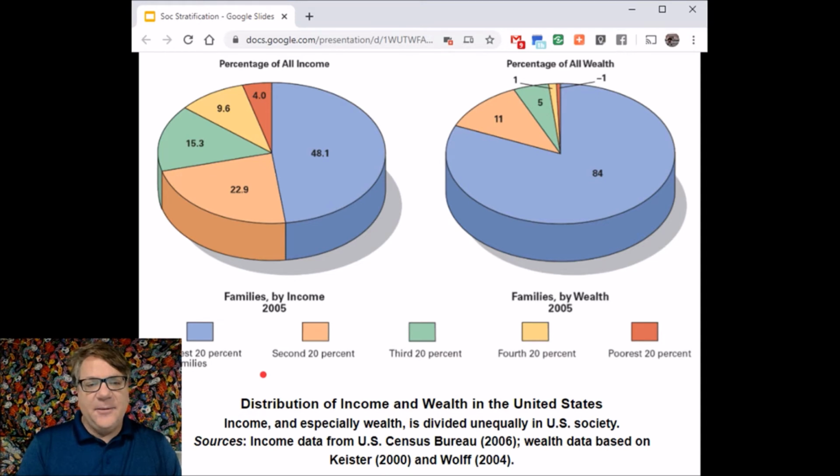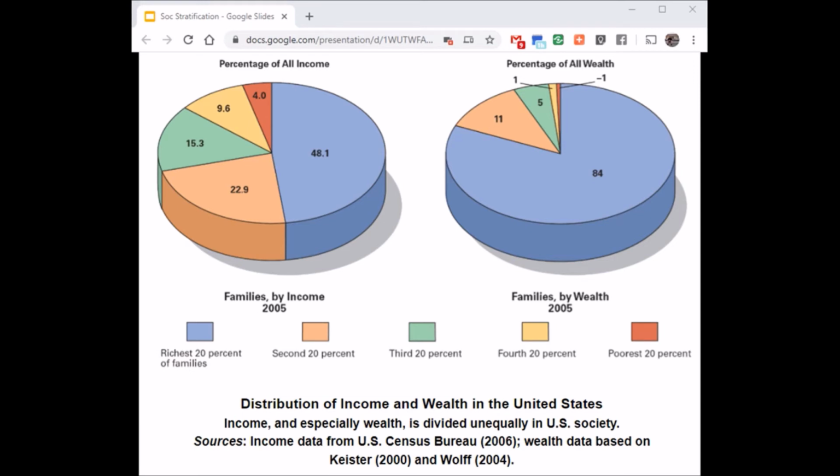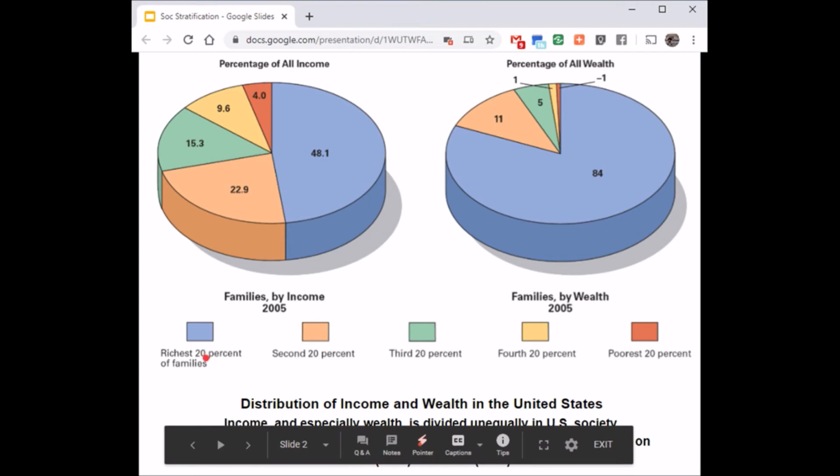So what we're looking at here, and I'm going to just give you this. All right, you don't have to stare at me the whole time. But what we are looking at here is percentage of all income and percentage of all wealth. Okay? And we have two pie charts, and they are broken out by quintiles. And what we mean by quintile is you have the richest 20%, second 20%, third, fourth, and fifth, poorest 20%.